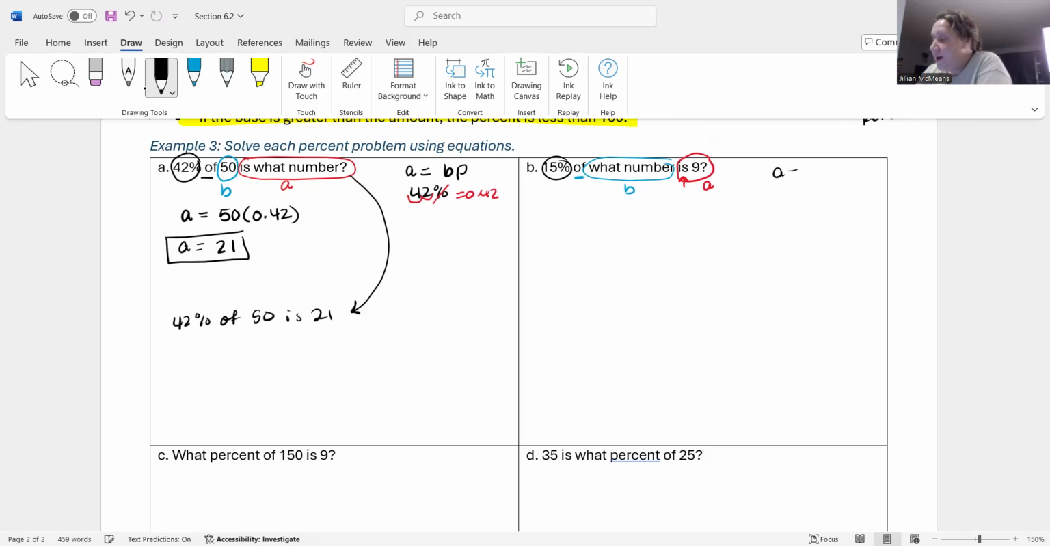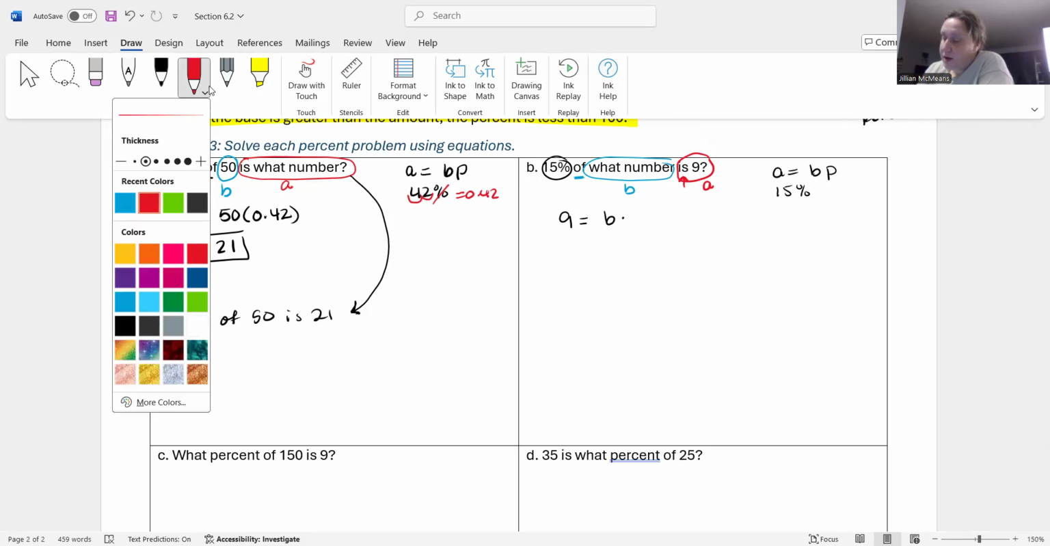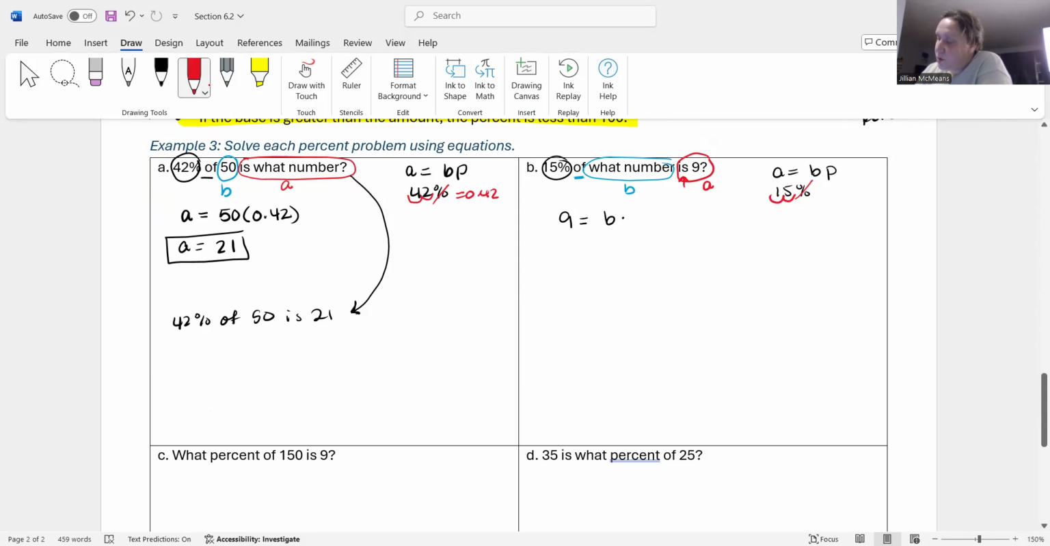Remember, A equals the base times the percent. So we get 9 equals the base times 15%. So 15%, just to get some practice in, don't forget, we knock off the percent symbol and we move our decimal to the left twice. So 15% is the same thing as 0.15. So we get 9 equals B times 0.15.